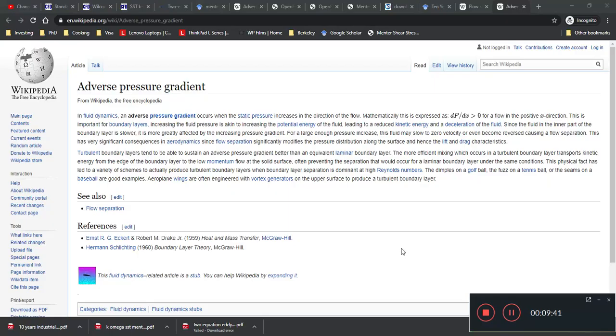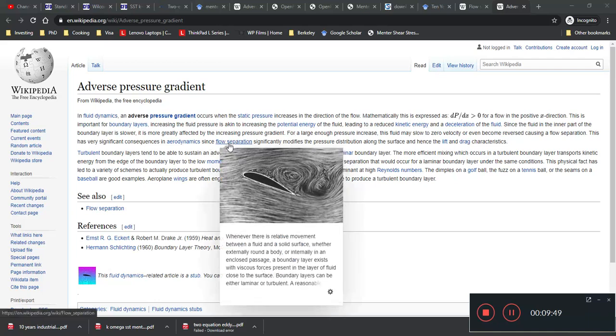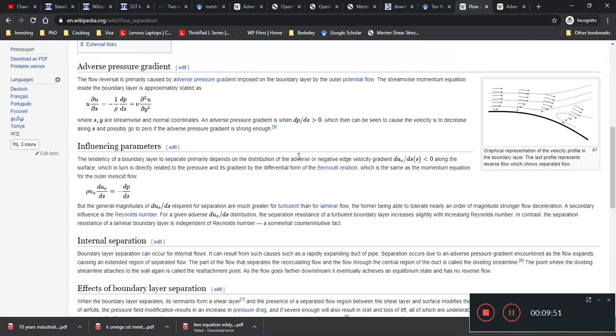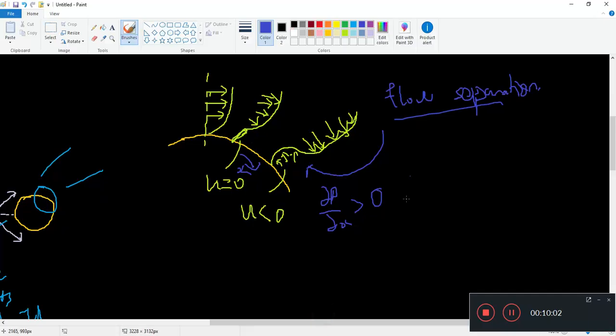So if you see the Wikipedia pages, this is just an example. Adverse pressure gradient is very closely related to flow separation. You can see here. When you look at the Wikipedia page for flow separation, you'll immediately have to talk about adverse pressure gradients. So I mean this is what adverse pressure gradients are talking about here.